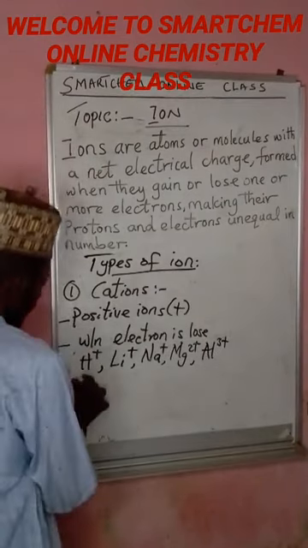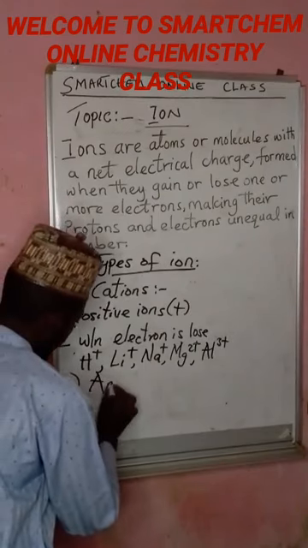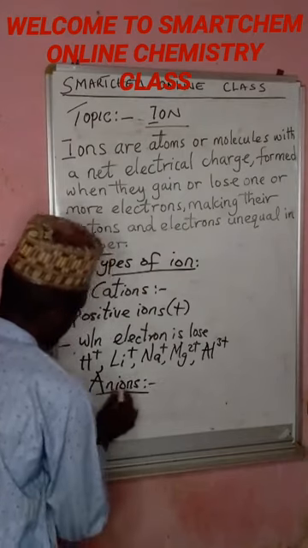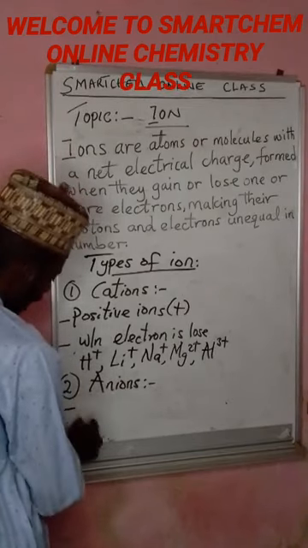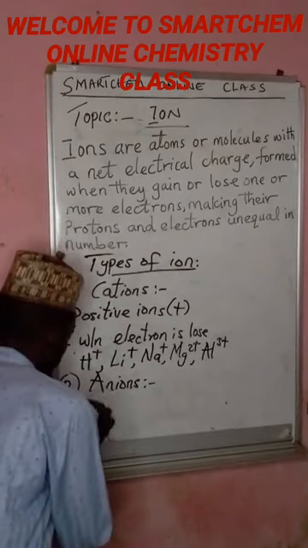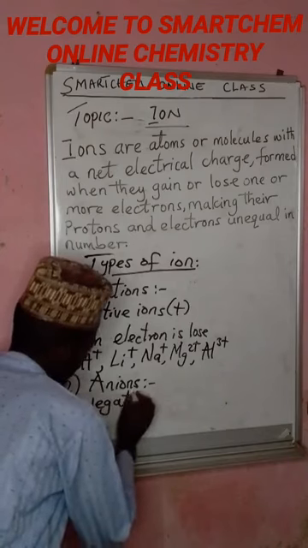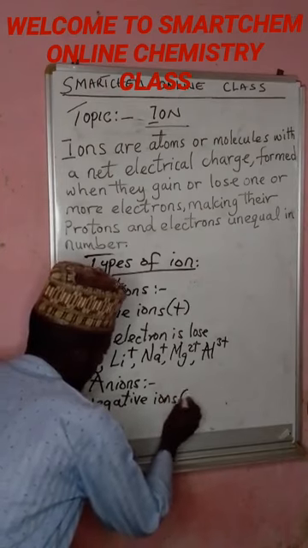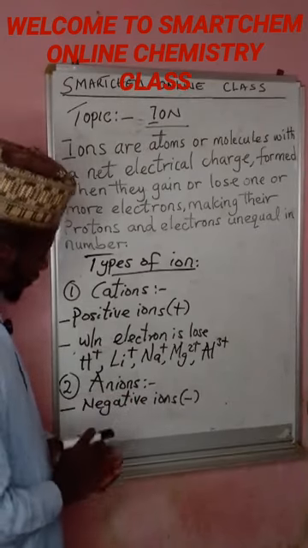So, let's look at number 2. We have the anions. These anions are negative ions, meaning they have a minus sign.